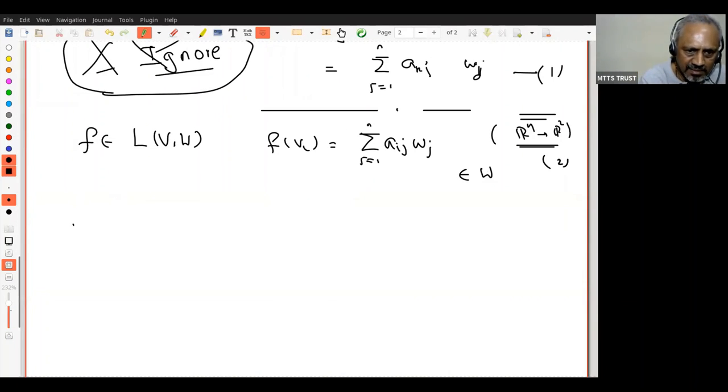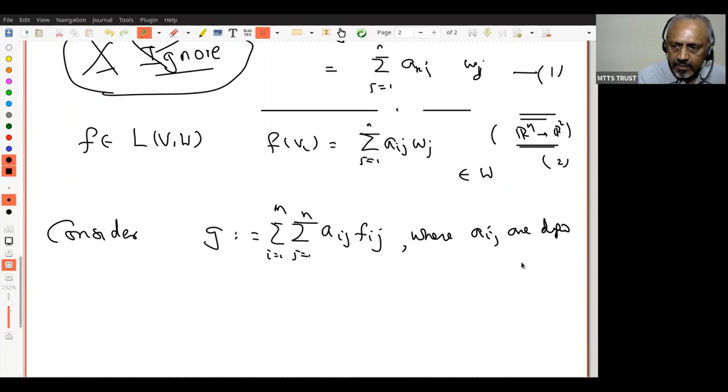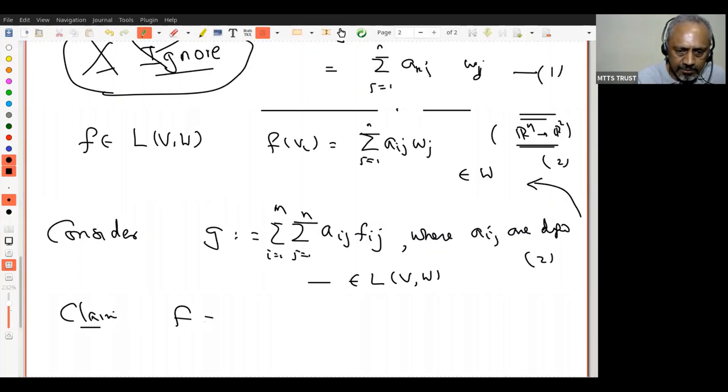Then consider g, by definition equal to the sum of aij fij, j equal to 1 to n, i equal to 1 to m, where the aij are defined by 2, where f of vi equal to the summation j equal to 1 to n of aij wj. Those are the aijs I am going to take. For each i I have aij as j varies, and then i also varies. Notice that the fij's are linear. Therefore, this g is a linear map. This belongs to L of V, W. Our claim is f equal to g.